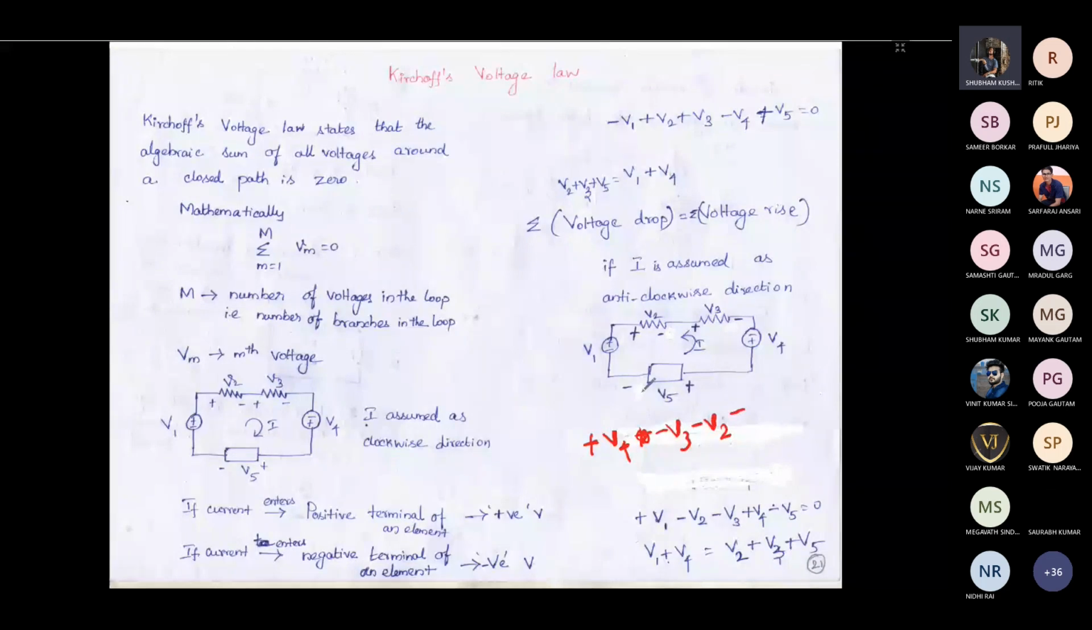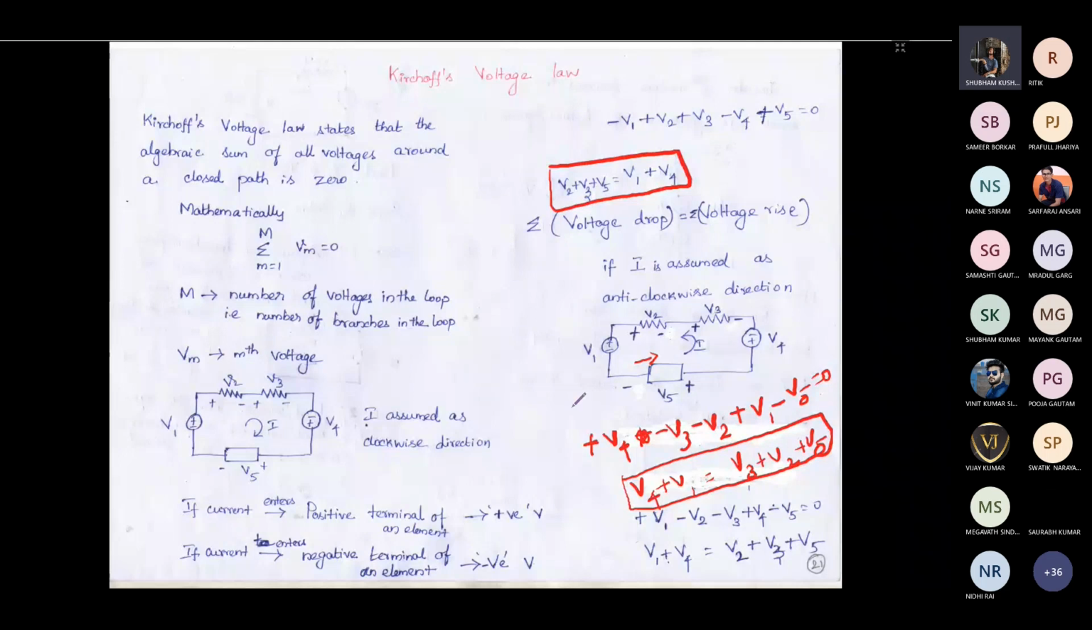Here it is entering the positive, so it is plus V1. Then here it is entering the minus, so it is minus V5. So here also you can see that V4 plus V1 is equal to V3 plus V2 plus V5. Irrespective of the assumed current direction, if you follow it properly, this expression and the previous expression will come out correctly. There will not be any problem if you assume the current direction one way or the other. That is what I wanted to say.